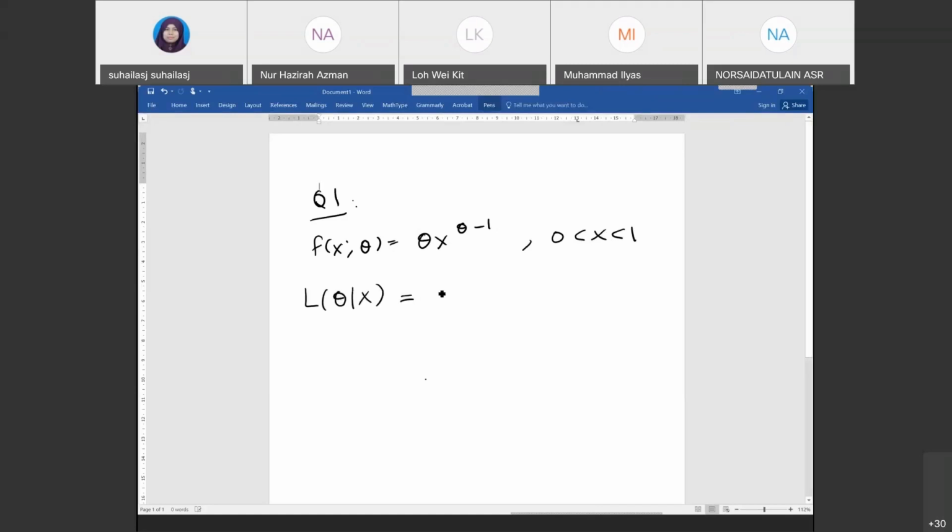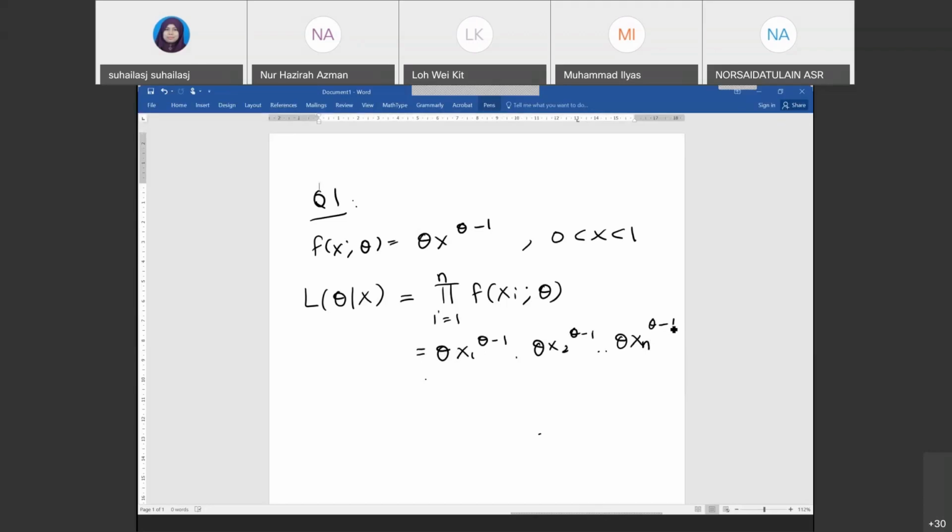Okay, you have the product, i equals 1 up to n, and then you have your f(xi; theta). So maksudnya di sini, you will have theta. Kalau tak sure, just tulis dulu apa maksud dia. Theta x1 minus theta minus 1, theta x2 theta minus 1, until you have theta xn theta minus 1. Okay, kenapa sampai n? Because you have a random sample x1, x2 up to xn.